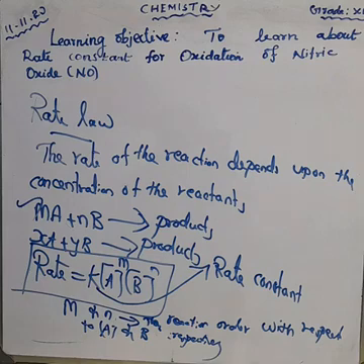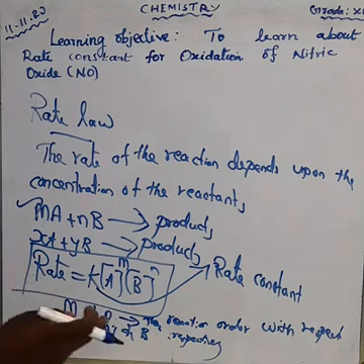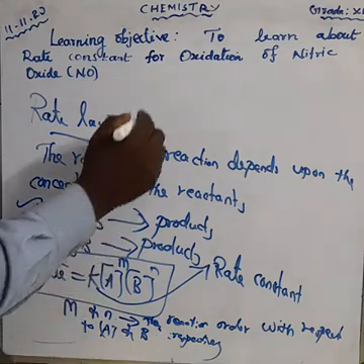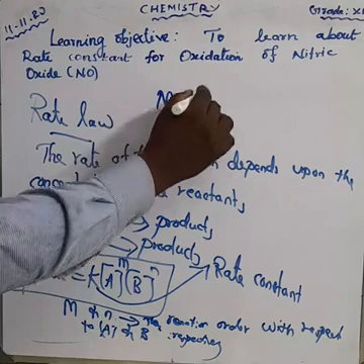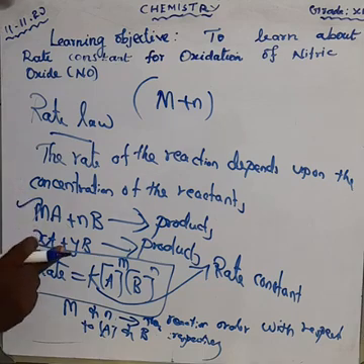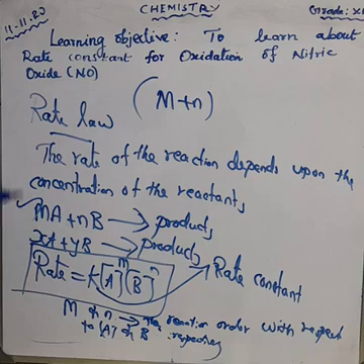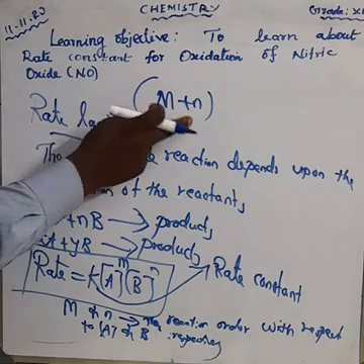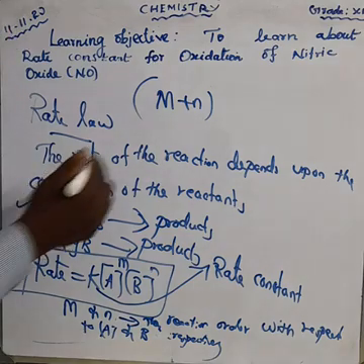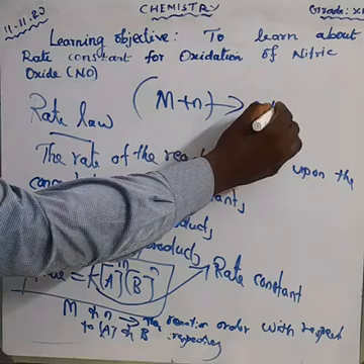Then how can you write the overall order of the reaction? We simply add m plus n. The overall order of the reaction can be calculated by m plus n. The values of the exponents m and n in the rate law must be determined by experiment. Only by experiment.